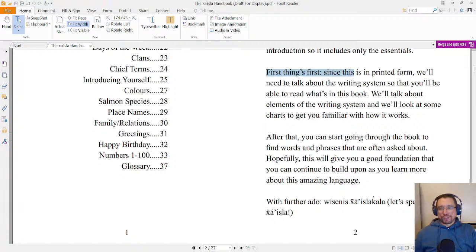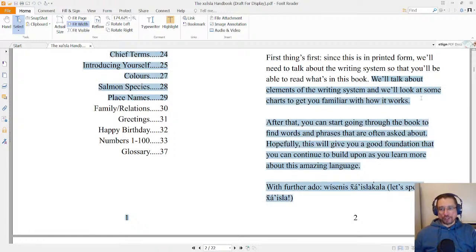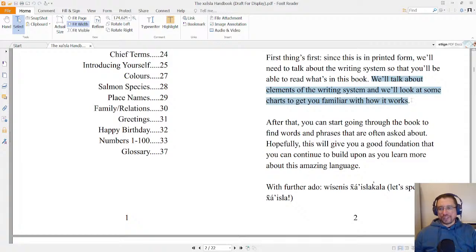So first things first, since this is in printed form, we'll need to talk about the writing system so that you'll be able to read what's in this book. So I use what I call the xa'isla hybrid orthography in this book, and I explain how it works throughout the book. We'll talk about elements of the writing system, and we'll take a look at some charts to get you familiar with how it works.